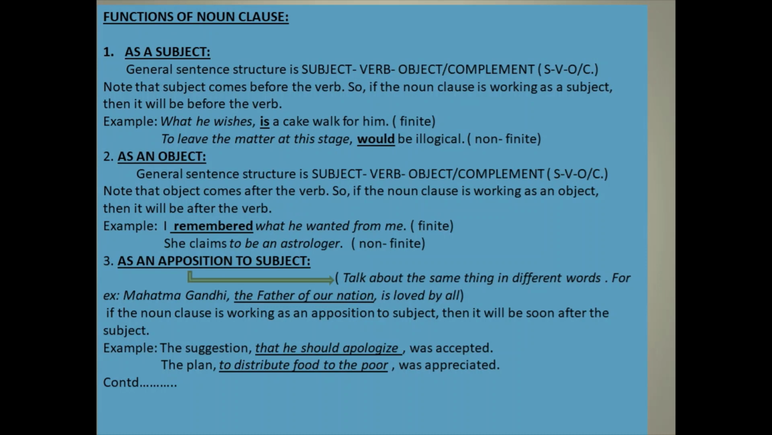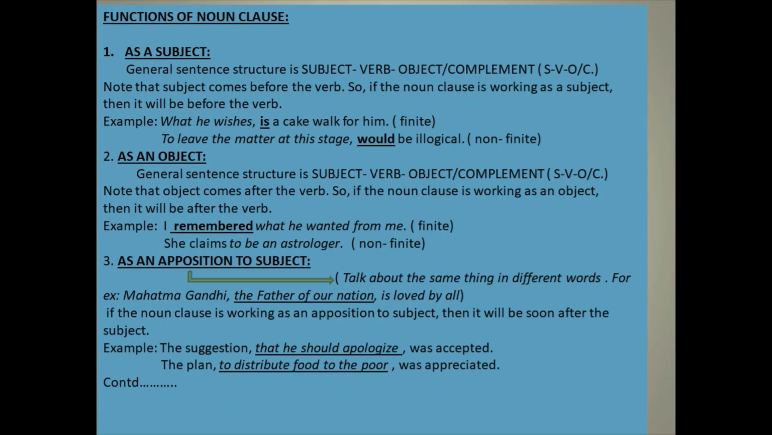Okay. So: the suggestion that he should apologize was accepted. Now, what does it do? The suggestion was accepted is complete. The suggestion that he should apologize. Now, what is the suggestion? The suggestion was that he should apologize. So we are using it again. The suggestion was accepted was enough, but we are telling more about the suggestion: that he should apologize.